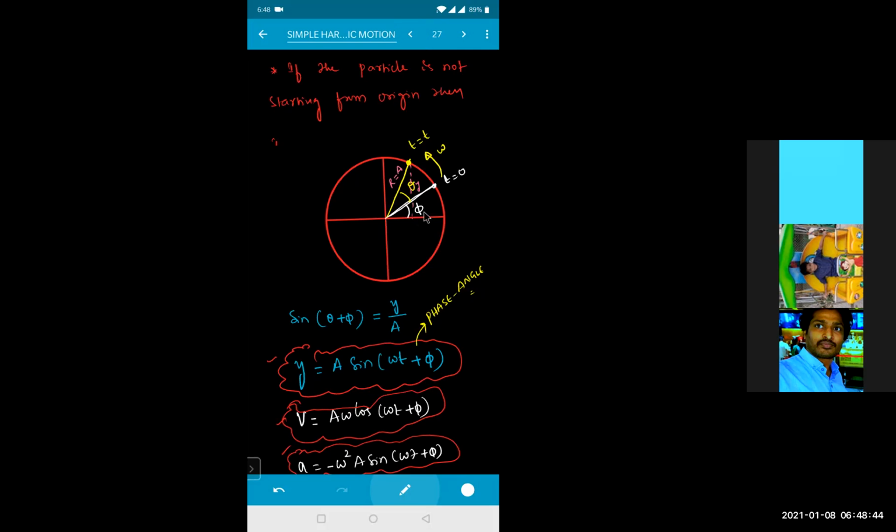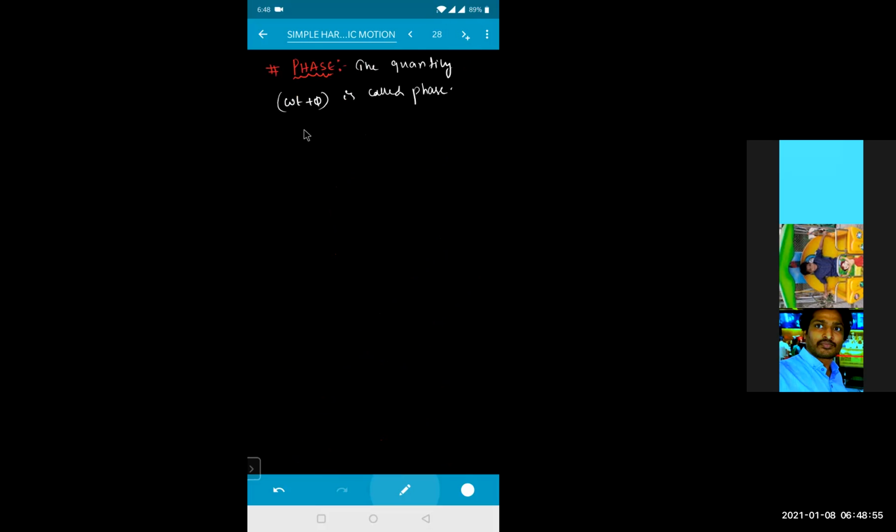See, I told you the quantity omega t plus phi is called phase, or also called phase angle. The phase actually gives me the status of the particle. So this phi value will give me the status of the particle. If phi value is 0, we will say that the particle is at origin. If the particle is not at origin, this will give me the position where it is from the original position, origin.